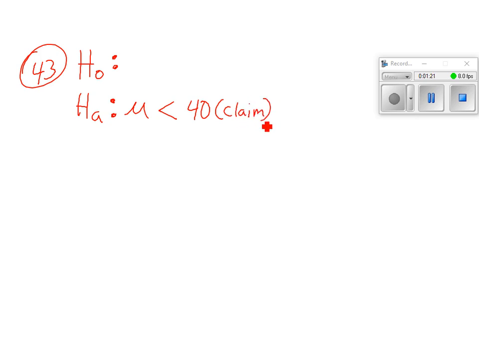We're going to put all this stuff together today, and you're going to have to do all of this along with all the rest of the stuff that we're going to talk about. What's our H-O going to be then? Greater than or equal to 40.